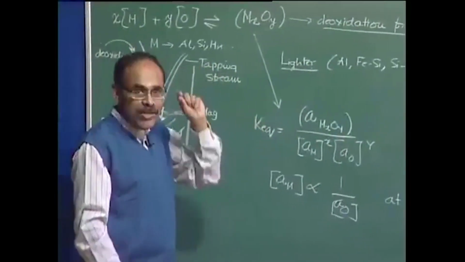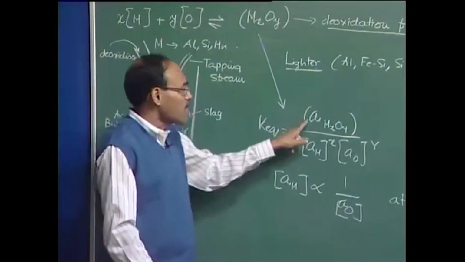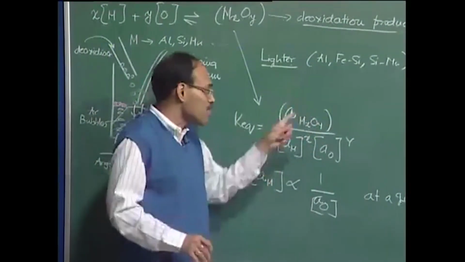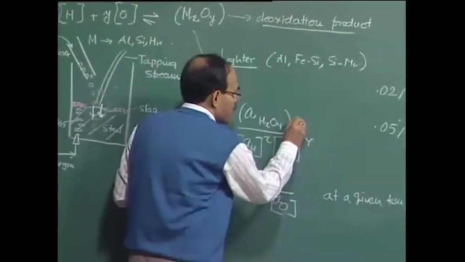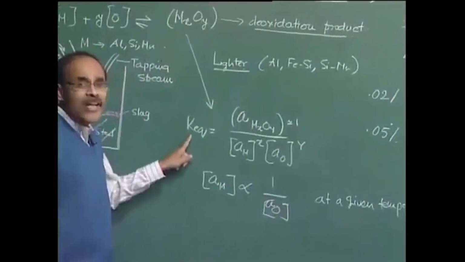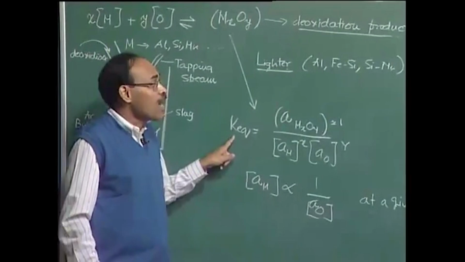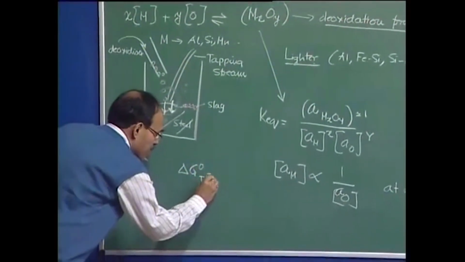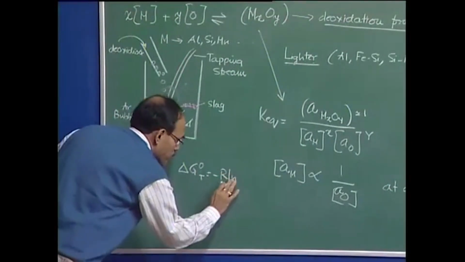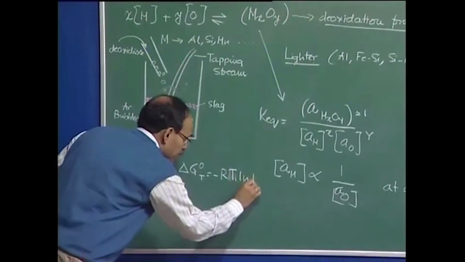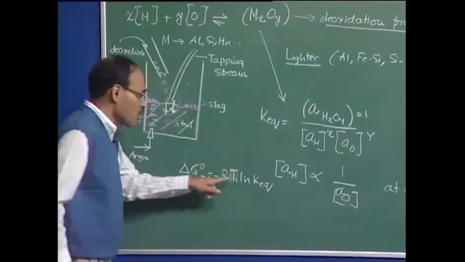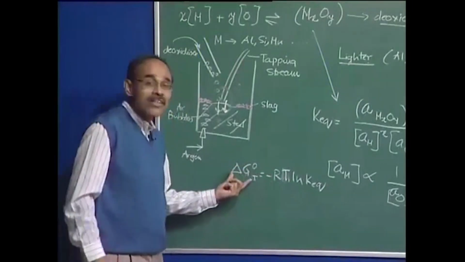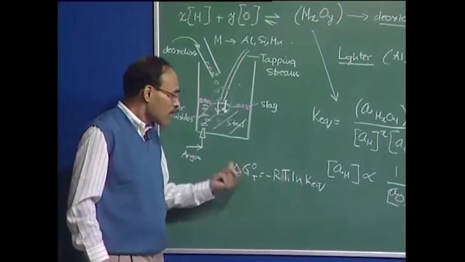Now, as I said, if I assume for the sake of simplicity that the metal oxide or alumina is in pure form, there is no other oxides present, I can set that activity approximately equal to 1. I can obtain the value of the K equilibrium because I know that delta G naught is equal to minus RT ln K equilibrium, and therefore using the value of the gas constant, the right temperature, and the value of delta G naught at various temperatures.